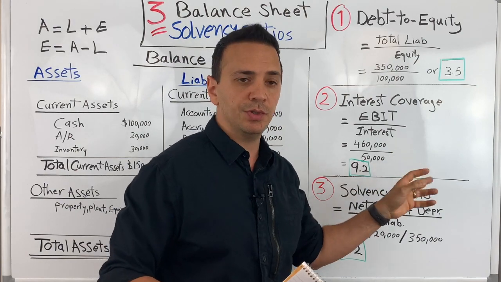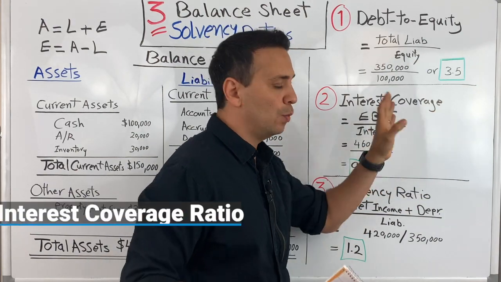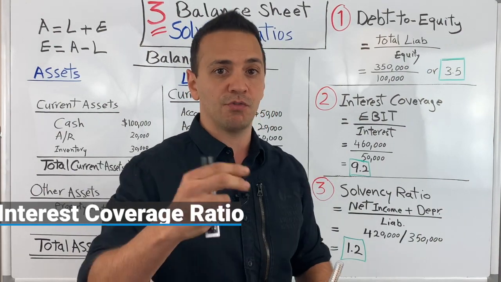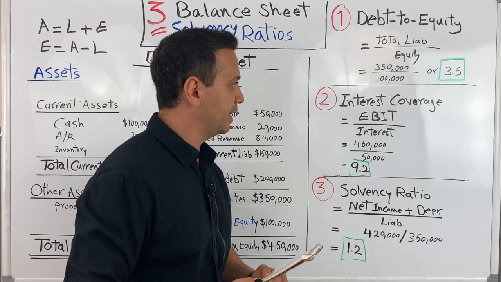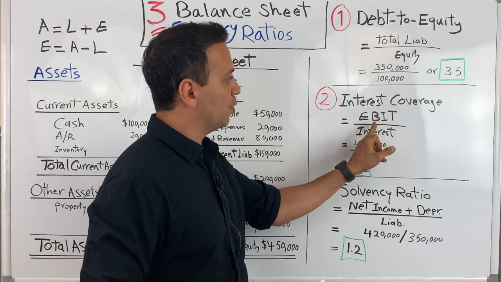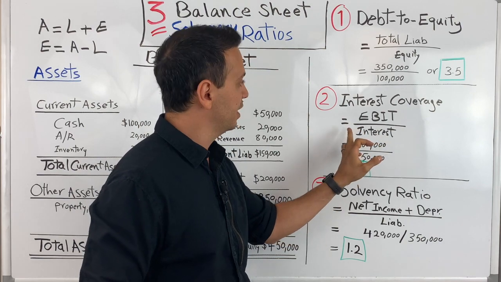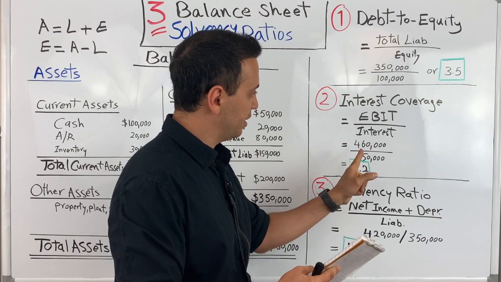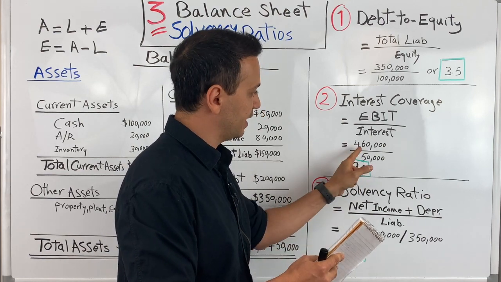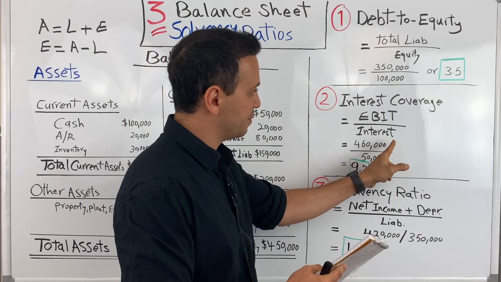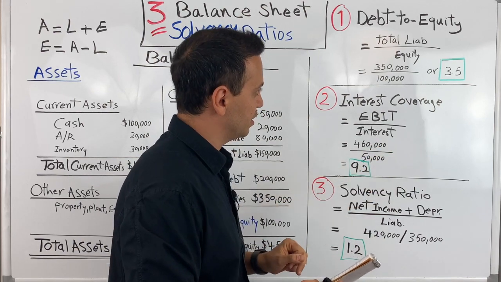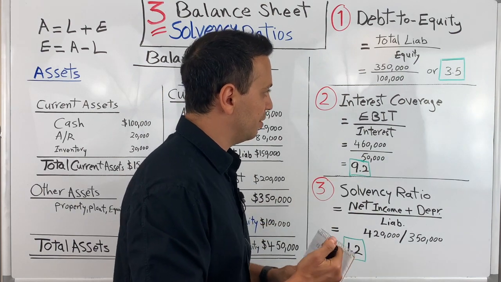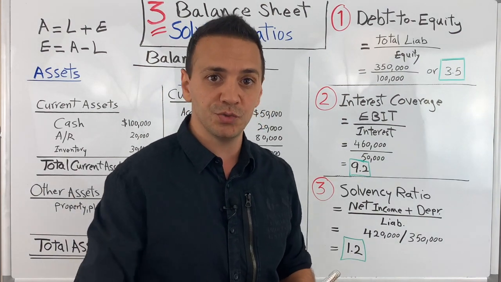The next solvency ratio we're looking at is the interest coverage ratio, which measures how many times the company can cover its interest expense from its earnings. The formula here is EBIT, or earnings before interest and tax, that's the acronym EBIT, divided by interest. In this case, EBIT for this company is 460,000 divided by the interest expense in the same period, which is 50,000, which gives us a ratio of 9.2, which indicates that the company has 9 times the amount of earnings to cover its interest.